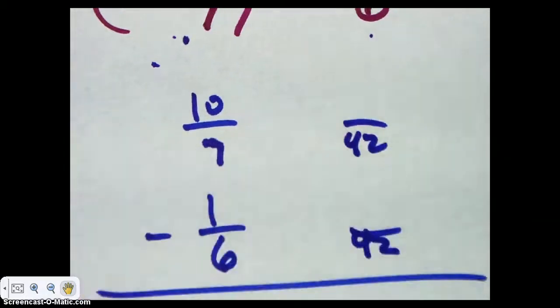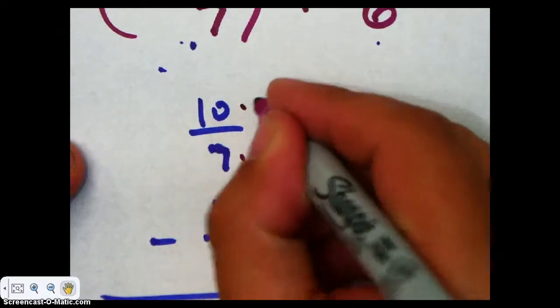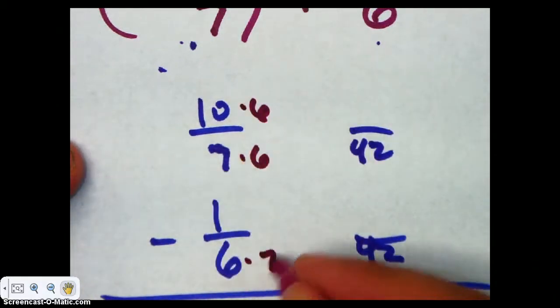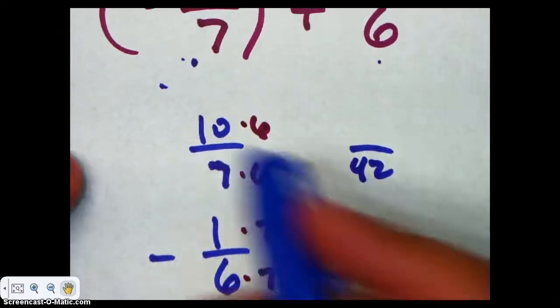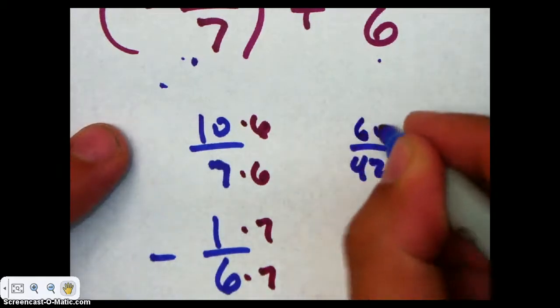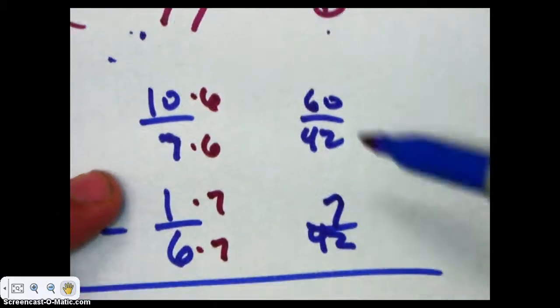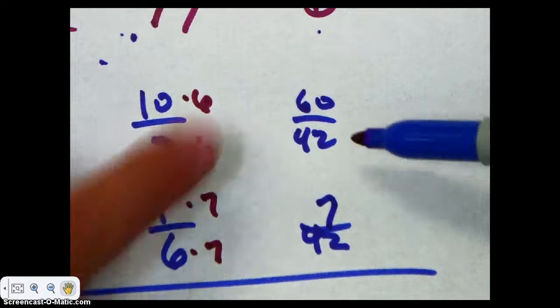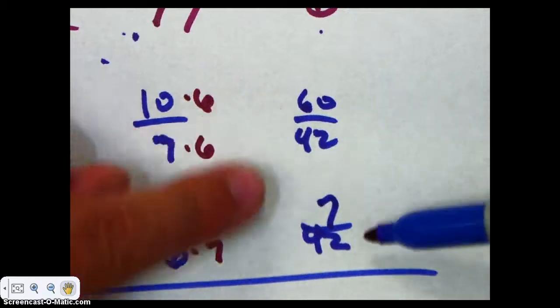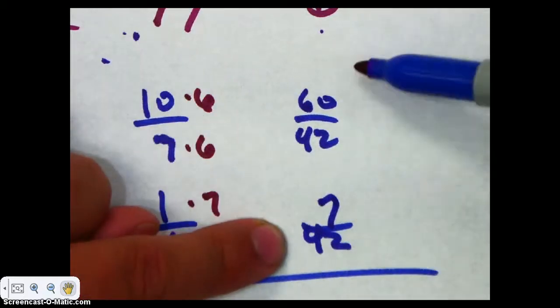7 times 6 is 42, so we're going to multiply by 6. 6 times 7, so we're going to multiply by 7 down there. 10 times 6 is 60. 7 times 1 is 7, so these are our two new fractions. At this point, you can clearly see that 60 over 42 is much bigger than 7 over 42, so you can see that this is bigger.